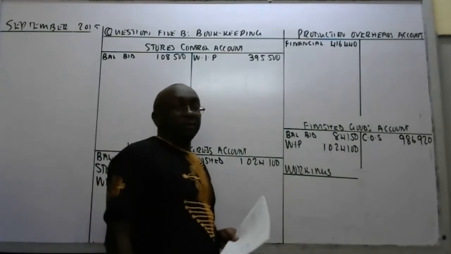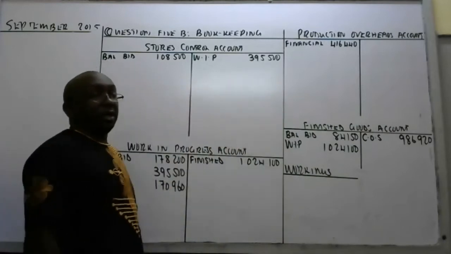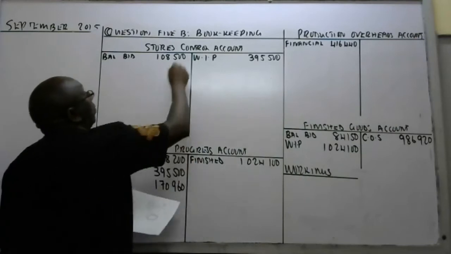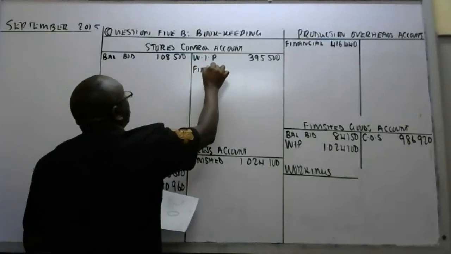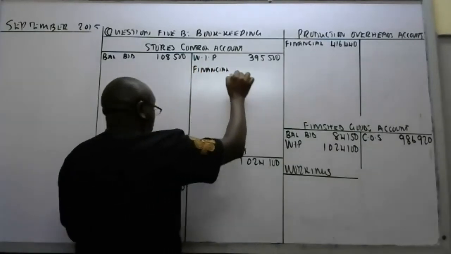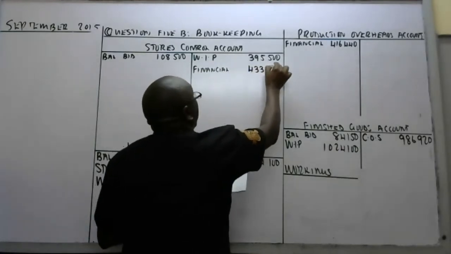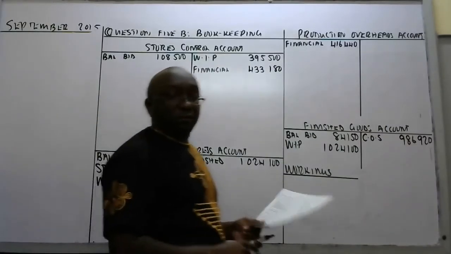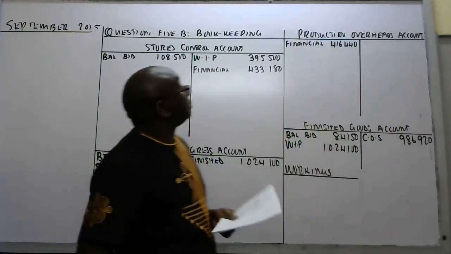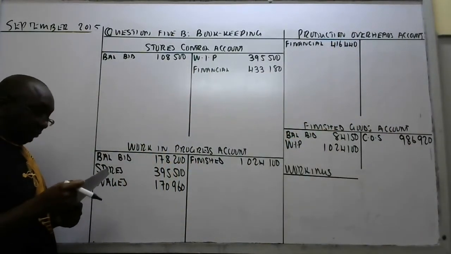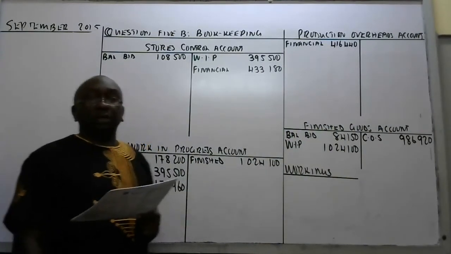And then, direct materials purchases. When you buy materials, you debit the stores and credit finance. So because finance is not there, we will come here and credit stores because of the financial, an amount of 433,180.